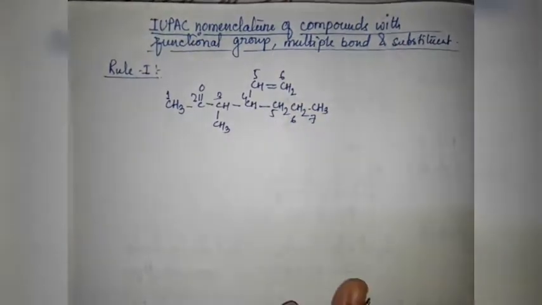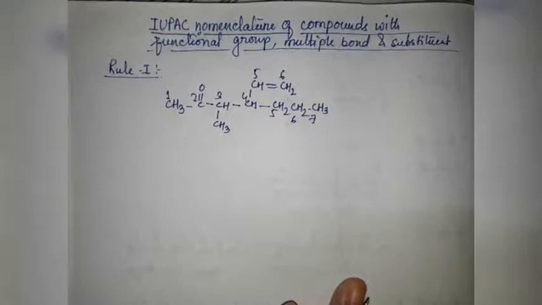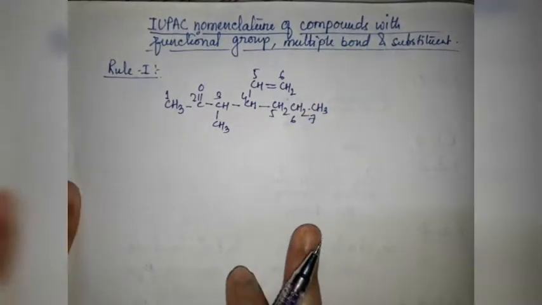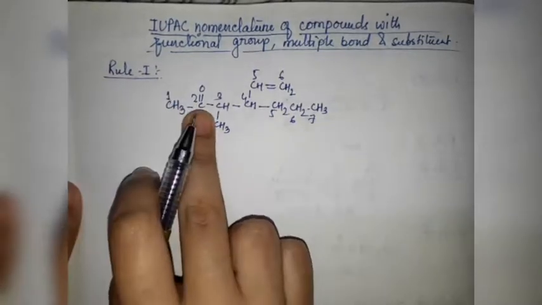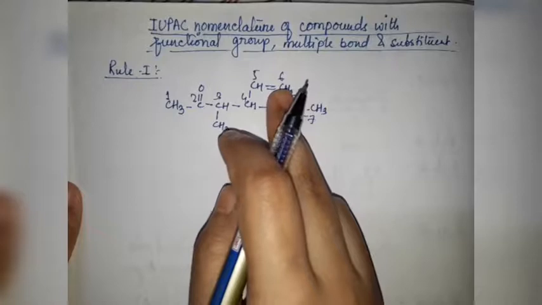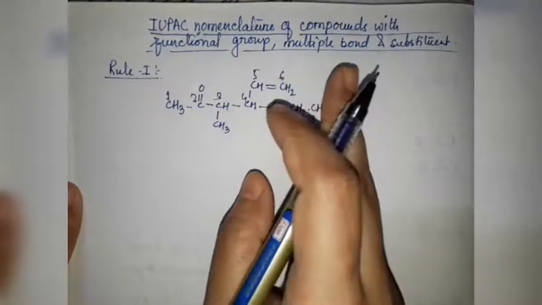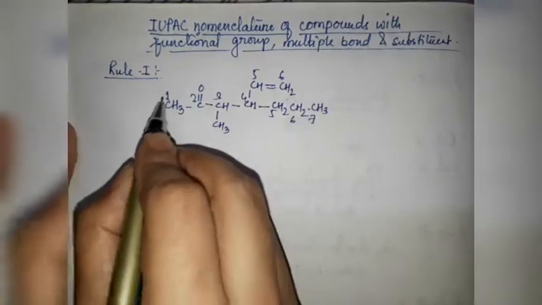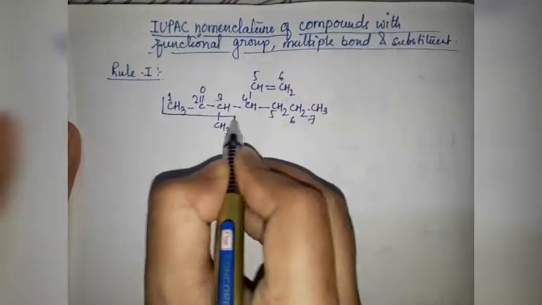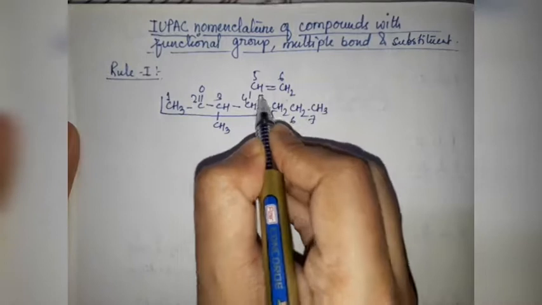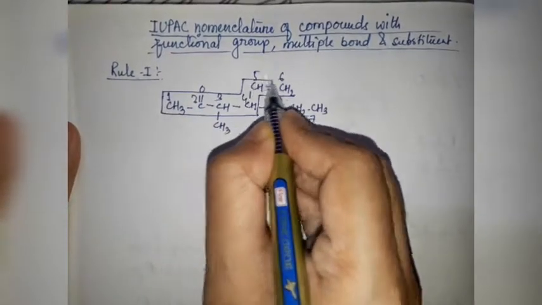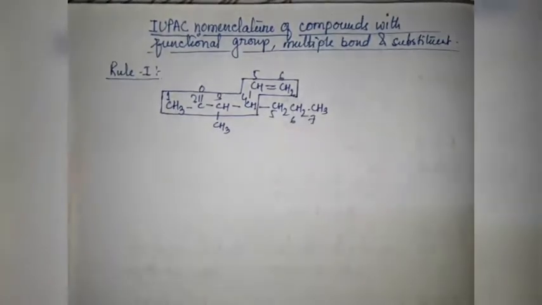So it may or may not be the longest possible carbon chain, as I have shown in this example. The parent chain containing the functional group and the double bond has 6 carbon atoms, while the longest possible carbon chain has 7 carbon atoms. We have to consider the 6-carbon one as the parent chain, but not the one with 7 carbon atoms, because the multiple bond is not included there.